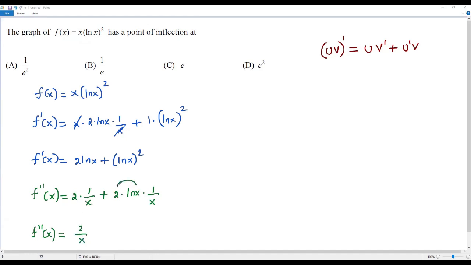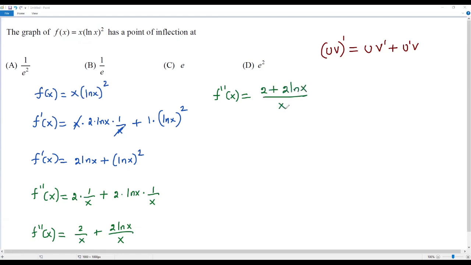And here when I multiply this 2 ln x and 1, I'm getting 2 times ln x over x. Okay, now we are adding two fractions with the same denominator x. So we can take the x as a common denominator. Then we have to add the numerators. That is 2 positive 2 times ln x over x.